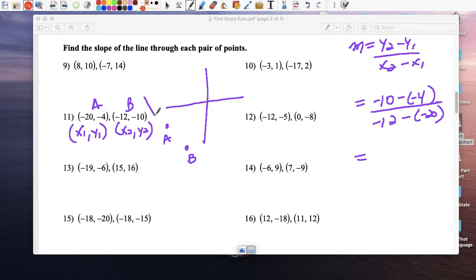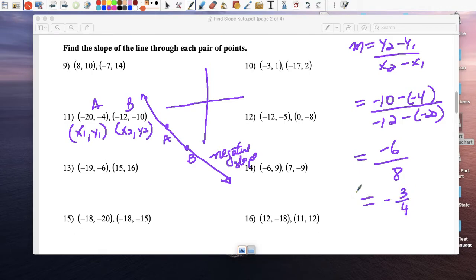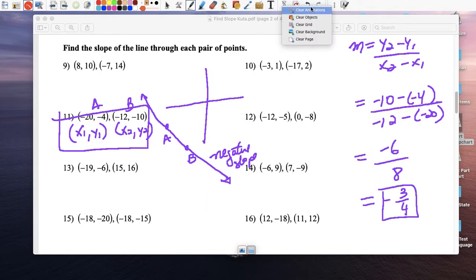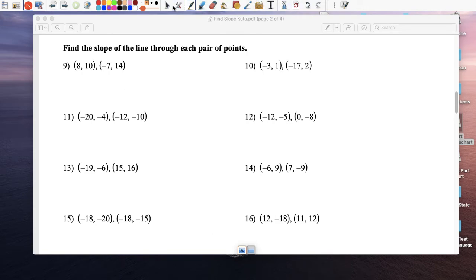Now, if you connect the dots, it's a line that goes down from left to right, so that one's a negative slope. So I know right away that this answer is going to be negative. So negative 10 plus 4 is negative 6. Negative 12 plus 20 is 8. We can simplify that to simply 3 over 4. So the slope of this line, if you were to graph that, would be negative 3/4.